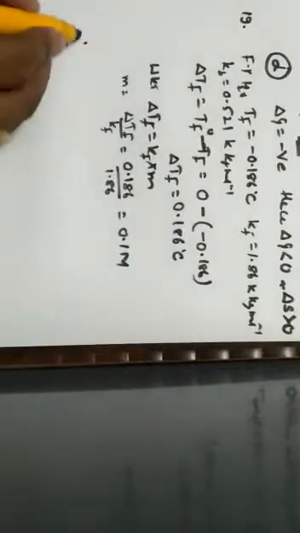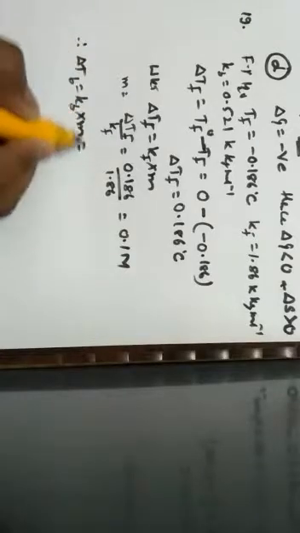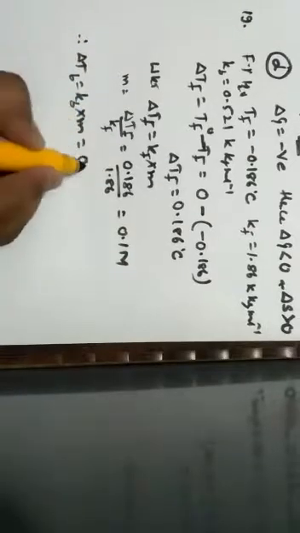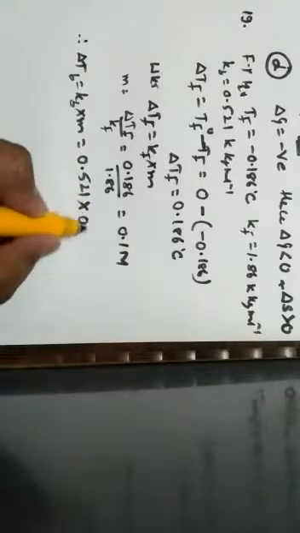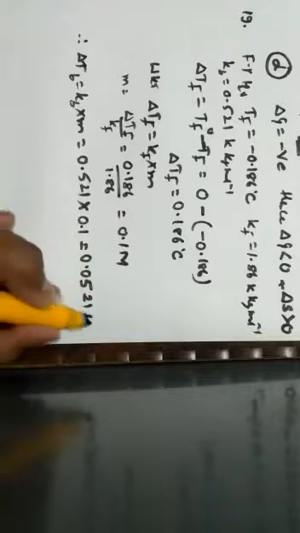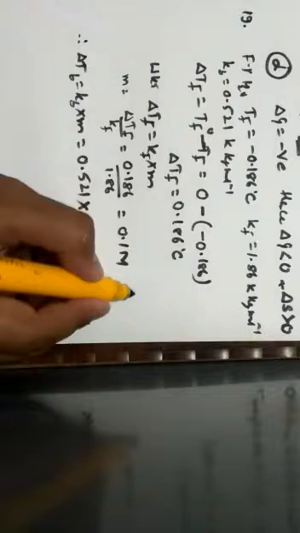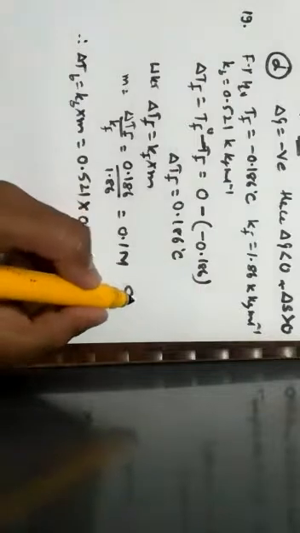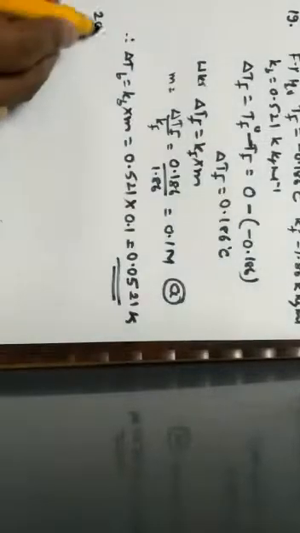Next, delta TB is equal to KB into m. The value of KB is 0.521 into the value of m, which is 0.1. That is equal to 0.0521, which is the solution given by answer option A, that is 0.0521 Kelvin.